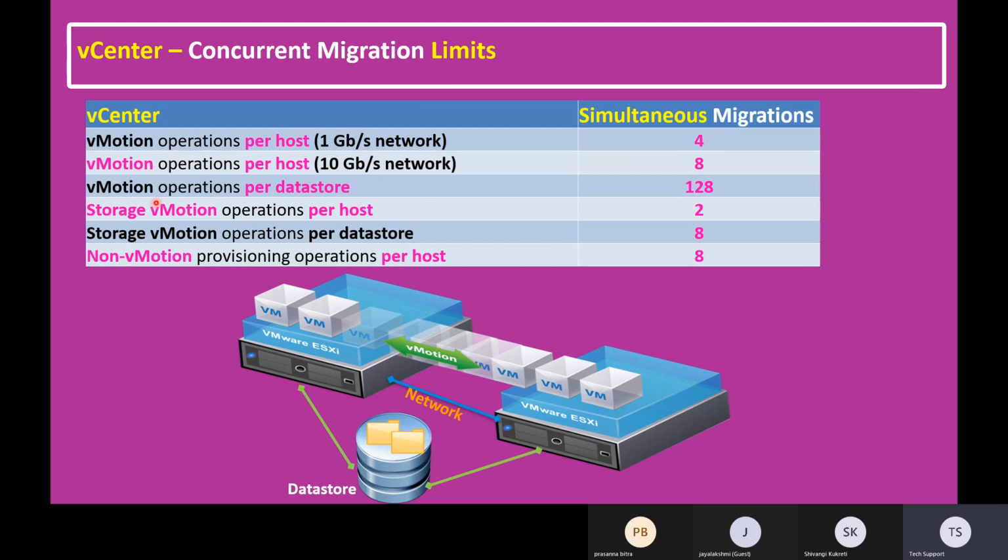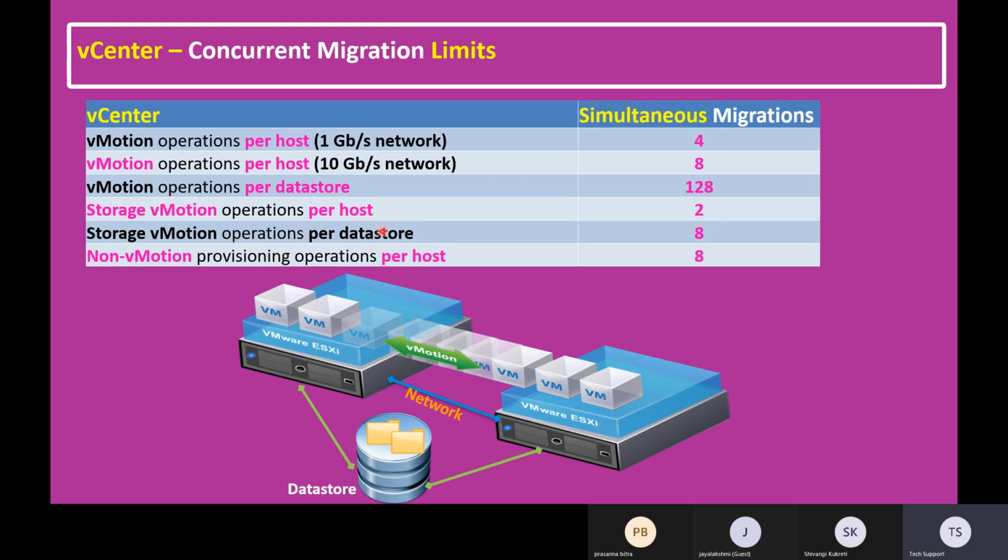And vMotion operations per data store. Even within one data store, if you want to migrate a VM from one folder to another folder, or from one data store to another data store, all of these take simultaneous migrations, and 128 migrations we can do at a time. Okay. Per data store level. And for storage vMotion operations per host, within one host, the number of storage vMotions we can do is only 2 as per the VMware configuration guide.